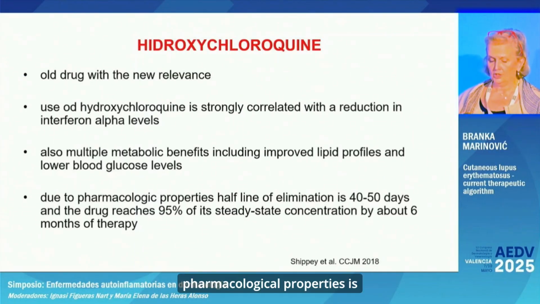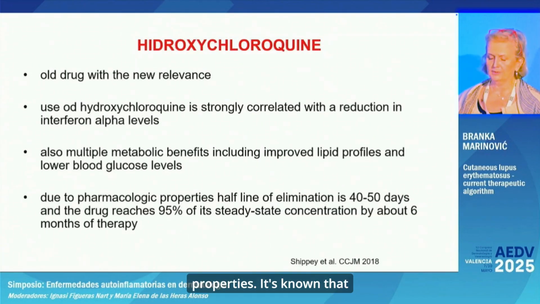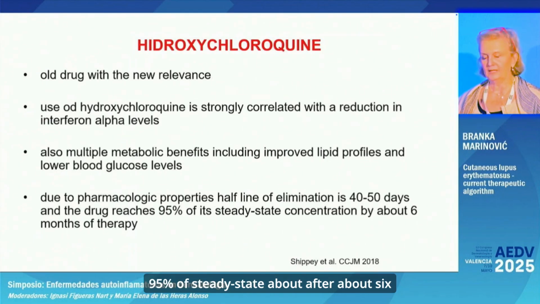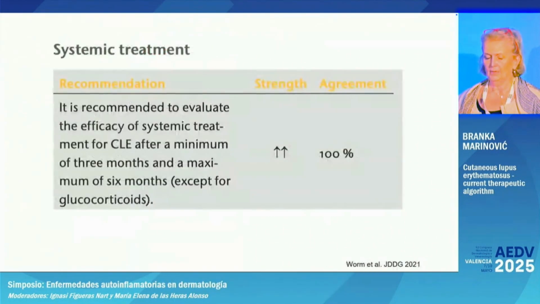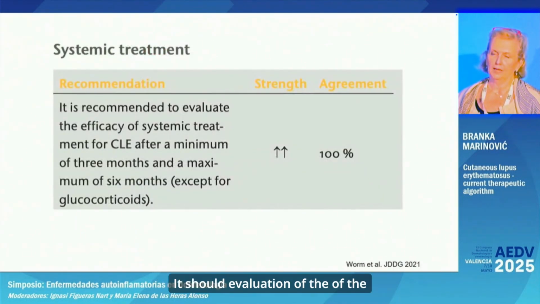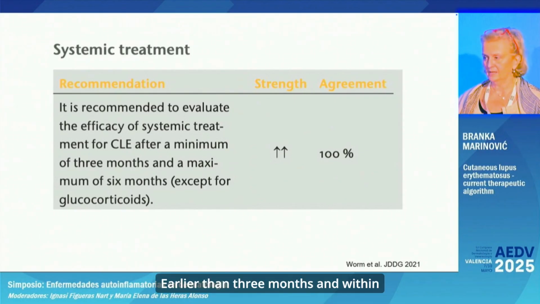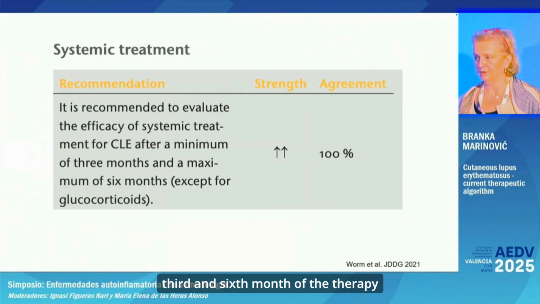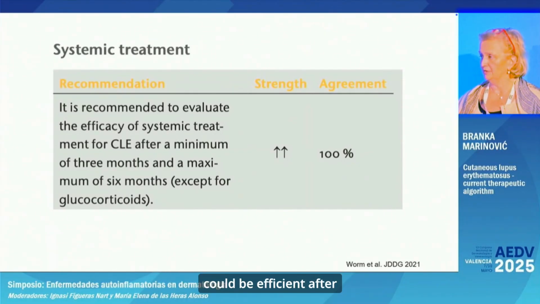Regarding pharmacological properties, it's known that elimination is 40 to 50 days, and the drug reaches 95% of steady state after about 6 months. Why am I telling that? Because evaluation of the treatment shouldn't be done earlier than 3 months, and within the 3rd and 6th month of the therapy, because if we do it very early, then we can maybe stop the drug, which could be efficient after these 3 months.